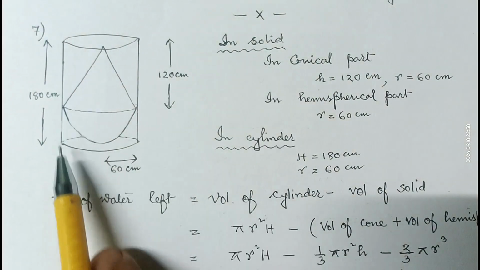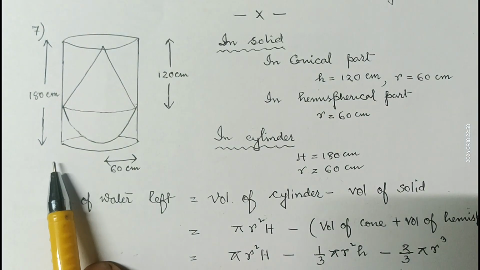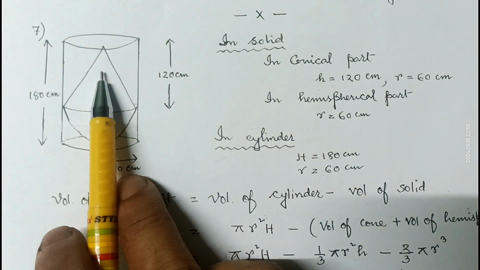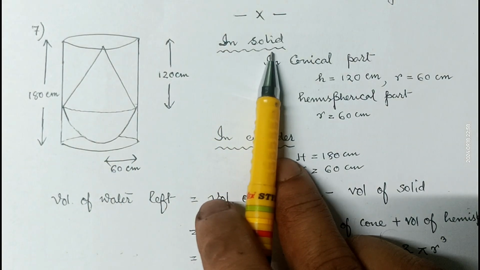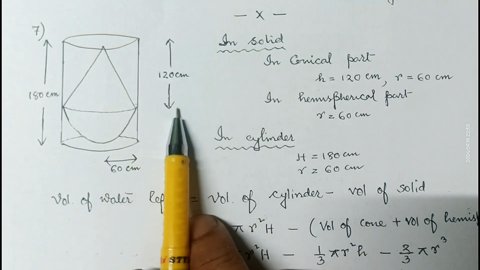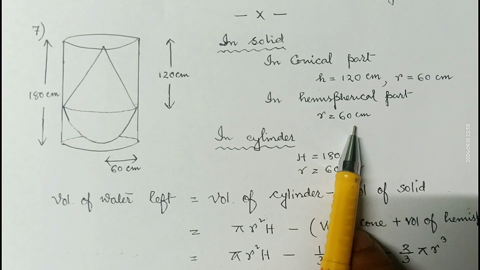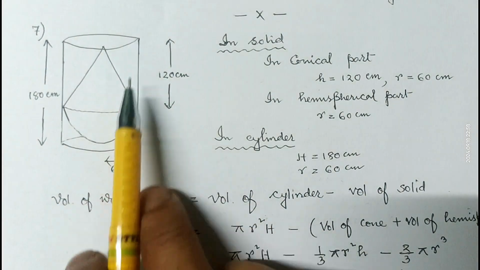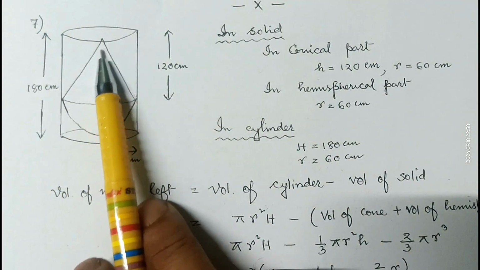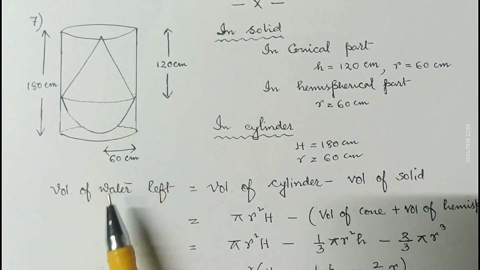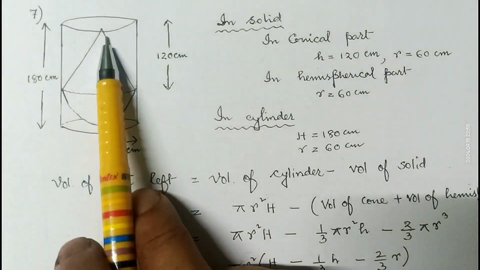As given in the question, in case of the bigger cylinder, radius is 60 cm and height is 180 cm. In case of the solid, in the conical part, height is 120 cm and radius is also 60 cm. In case of the hemispherical part, radius is 60 cm. Now the volume of the cylinder minus the volume of the solid will be the volume of the water left. So we can write the volume of water left is the volume of the bigger cylinder minus the volume of the solid.